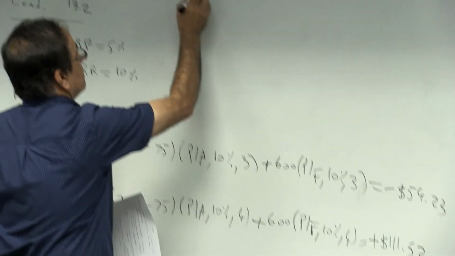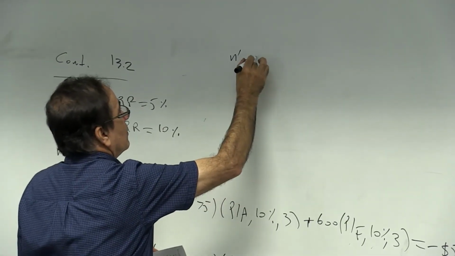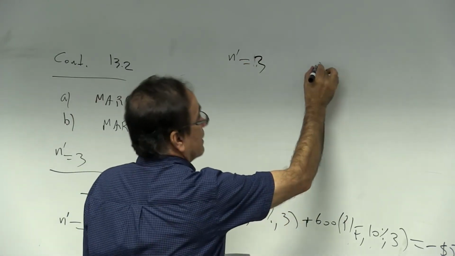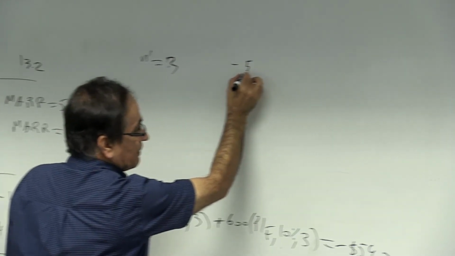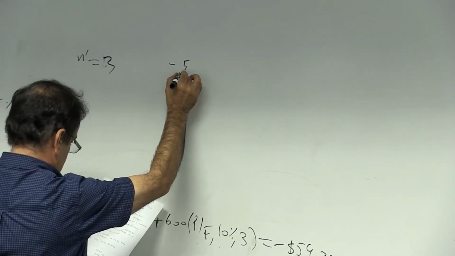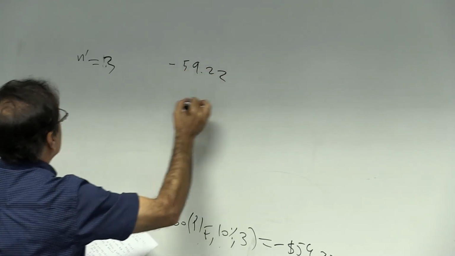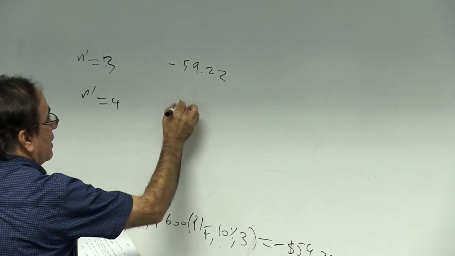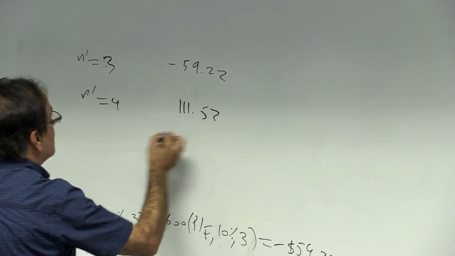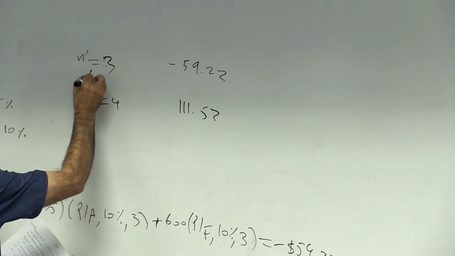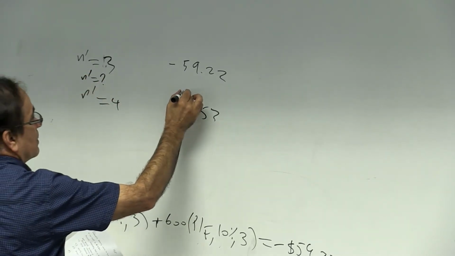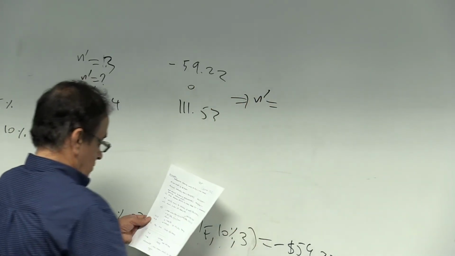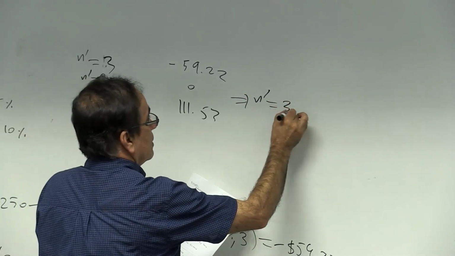So I'm going to show you the n prime. For 3 years, I get the net value of negative $59.23. For n prime equal 4 years, we get positive 111.53 here. So we're going to do a linear interpolation. You're trying to solve for n prime here. If you do so, n prime is going to be equal to 3.4 years.